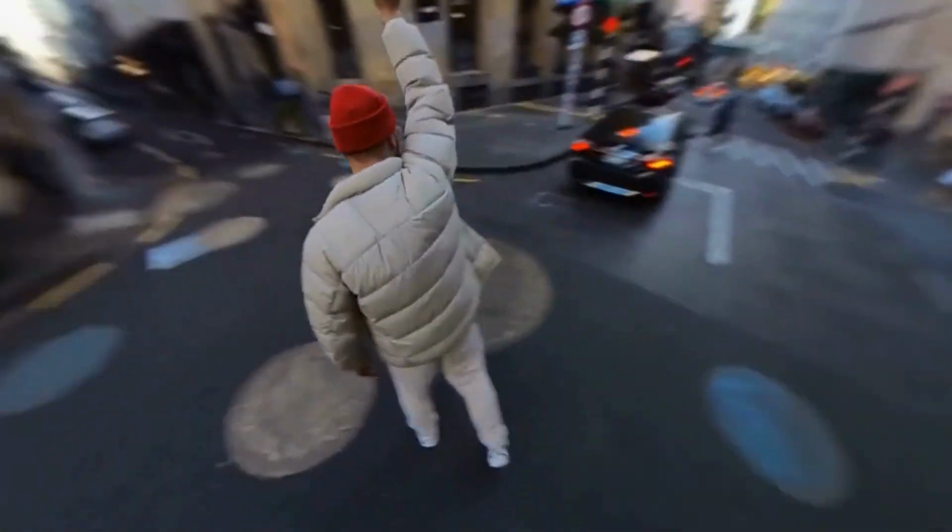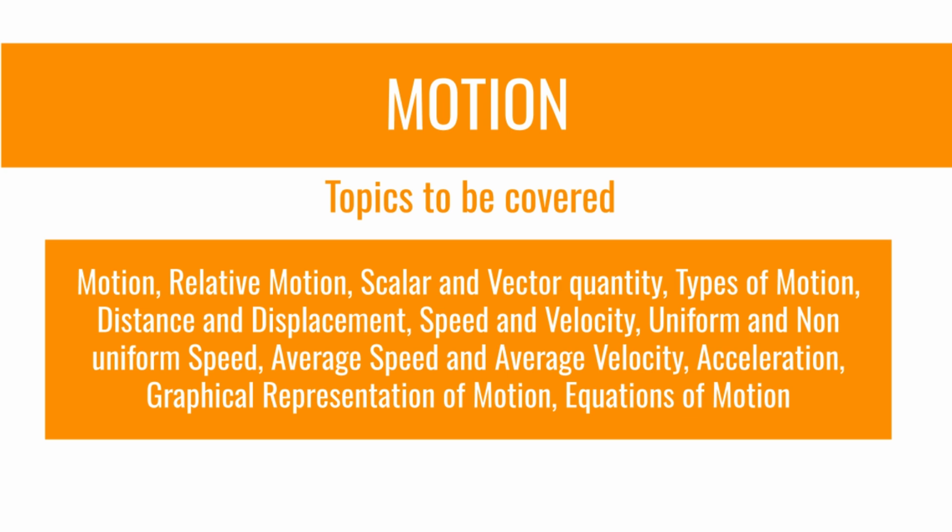is constantly moving. In this chapter, we are going to explore motion and relative motion, distance and displacement, speed, velocity, and acceleration, uniform and non-uniform motion, motion graphs, and even the equations of motion. All explained in a simple, fun, and visual way. So fasten your seatbelts, open your mind, and get ready to move forward with physics. Let's begin our journey into motion.